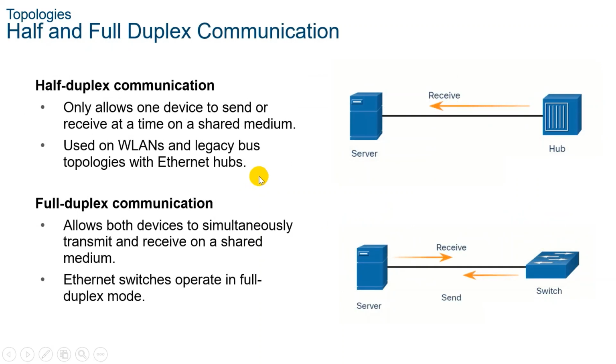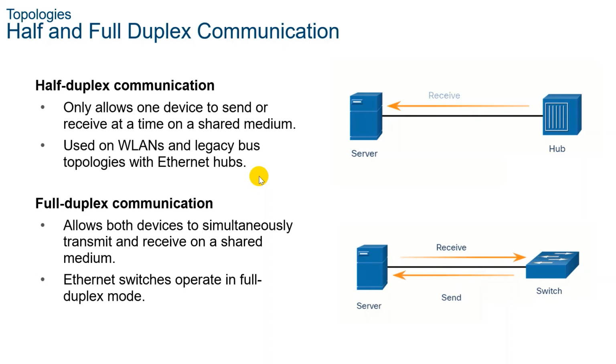All right. So the next one is the operation of half and full duplex communications. Understanding duplex communication is important when discussing LAN technologies or topologies, because it refers to the direction of data transmission between two devices. There are two common modes of duplex: half duplex and full duplex.